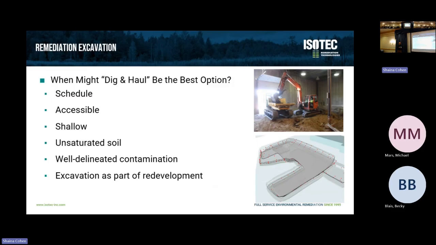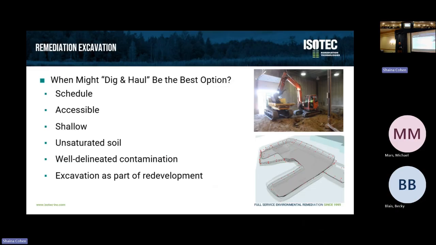The last thing you want to have is an excavation plan where you have your excavator and you have an open hole. You do your sidewall sample or your bottom sample and you realize there's still a whole lot more contamination here. So now you have an open hole that has to stay open much longer than is desired.